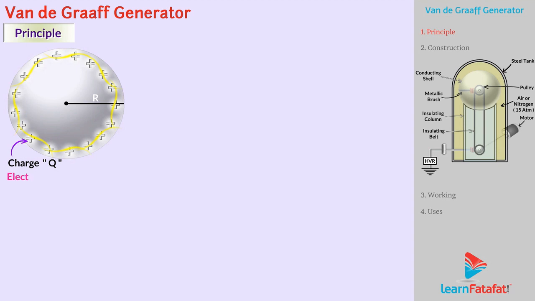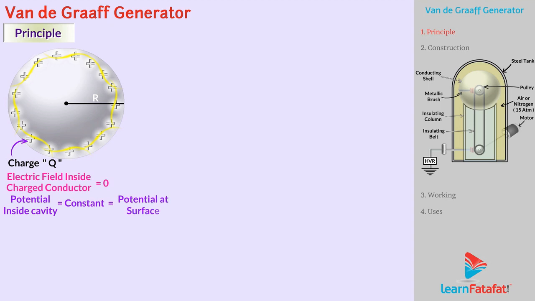Also, the electric field inside the cavity of the charged conductor is 0. However, the potential is not 0. Actually, the potential inside the cavity is constant and is equal to the potential at the surface of the conductor, given by 1 upon 4 pi epsilon 0 into Q by R.